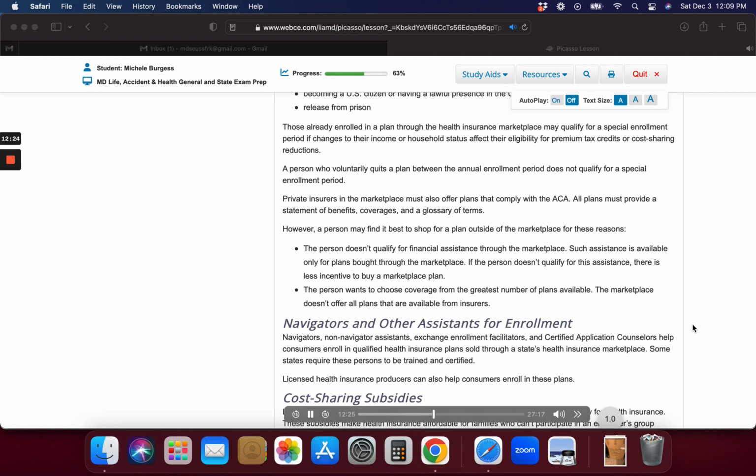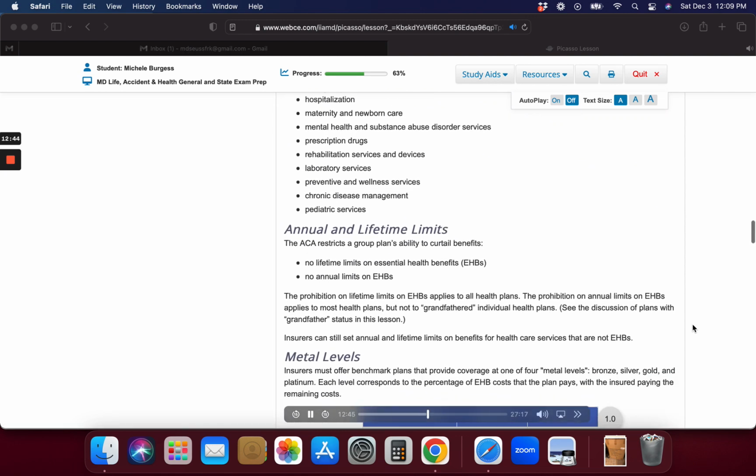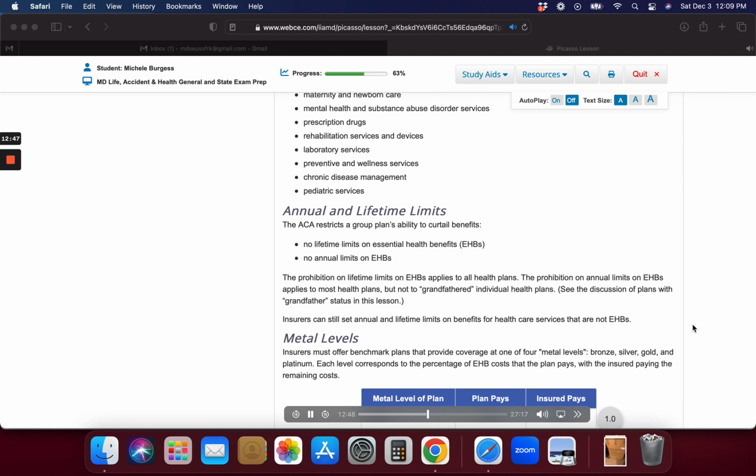1302. All ACA-compliant health plans must provide these essential health benefits, EHBs. Ambulatory patient services. Emergency services. Hospitalization. Maternity and newborn care. Mental health and substance abuse disorder services. Prescription drugs. Rehabilitation services and devices. Laboratory services. Preventive and wellness services. Chronic disease management. Pediatric services.